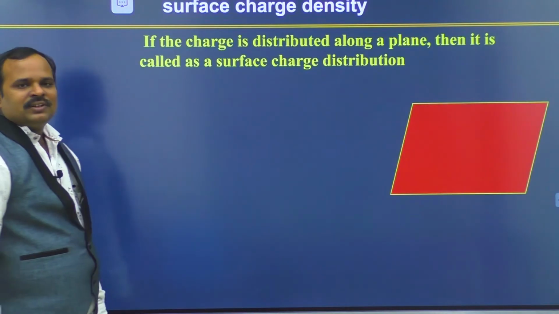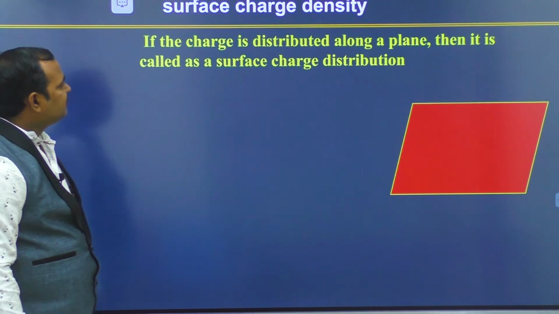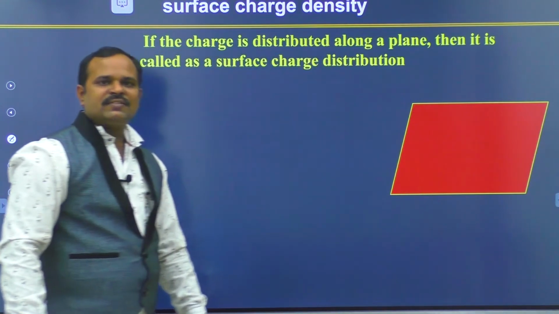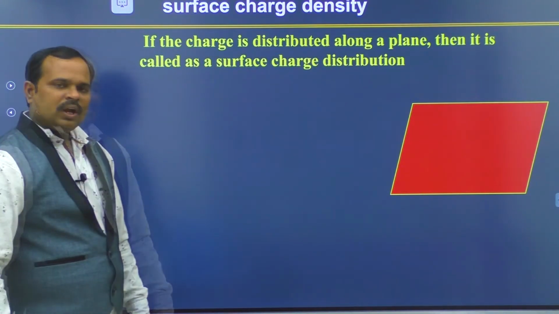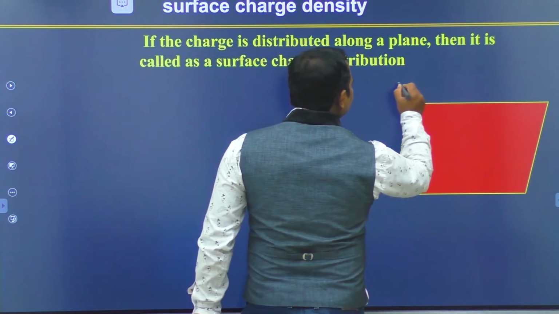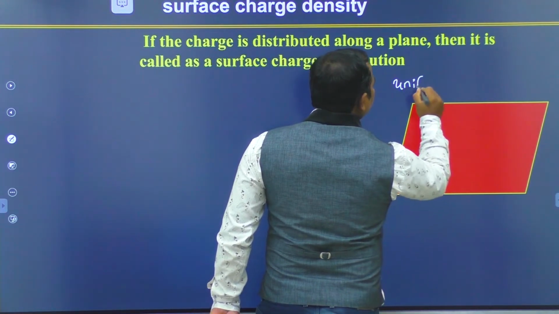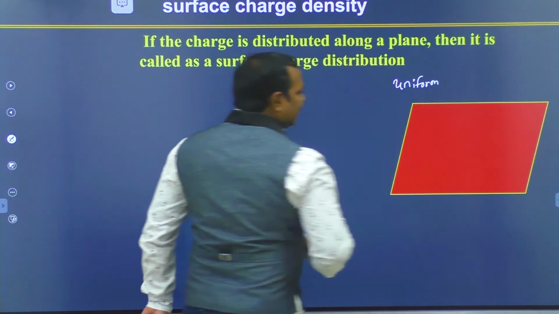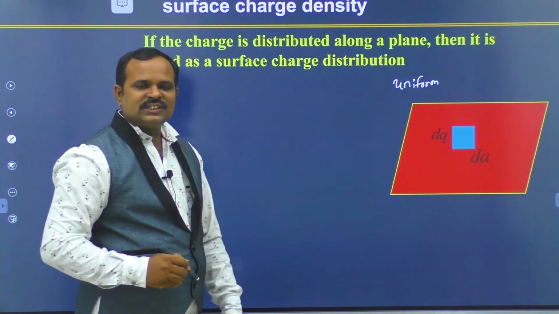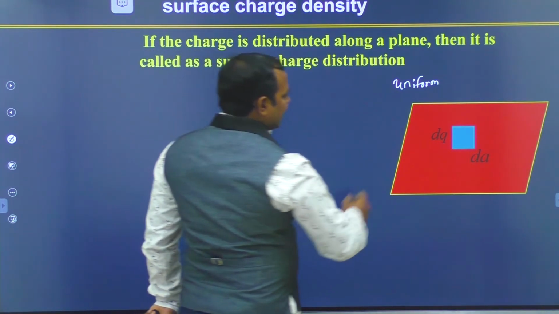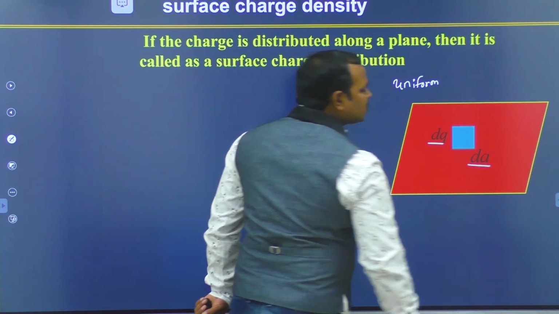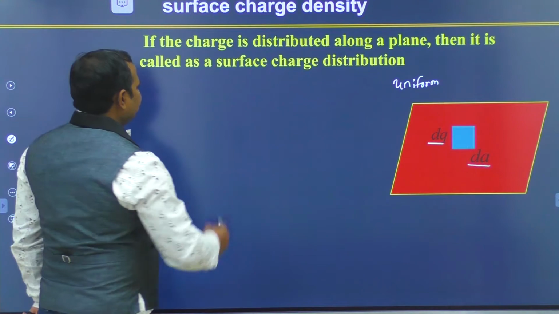We can also have a surface charge distribution like this. If charge is distributed along a plane, then we can say that is a surface charge distribution. Now if the charge distribution is uniform, then we can take a small charge dq in a small area dA.